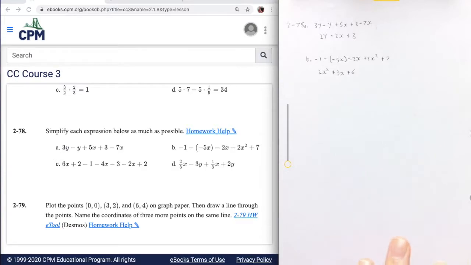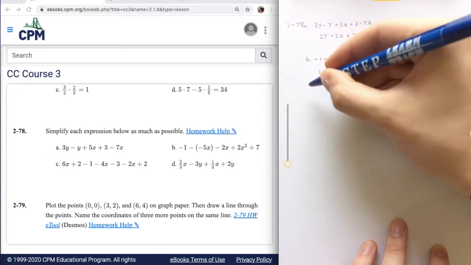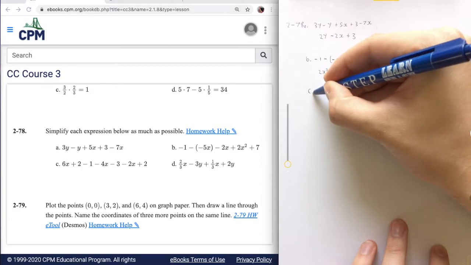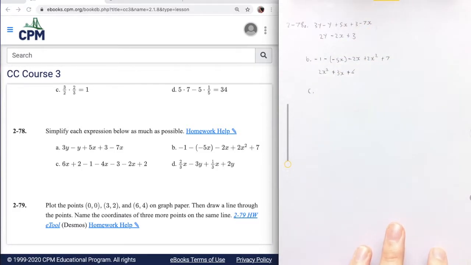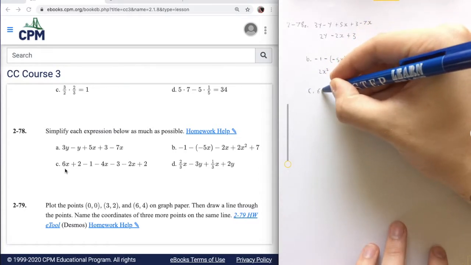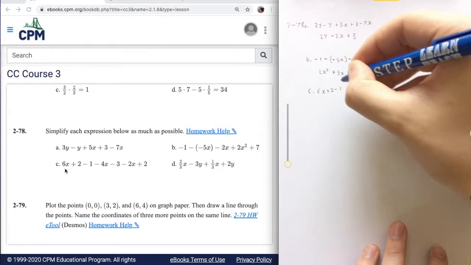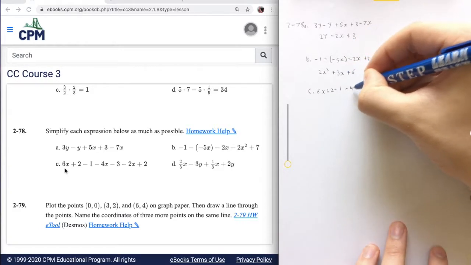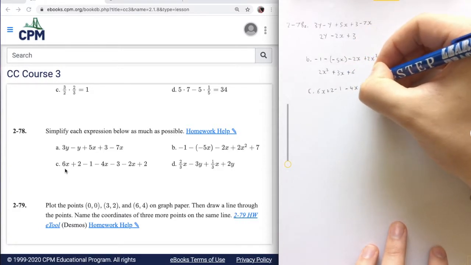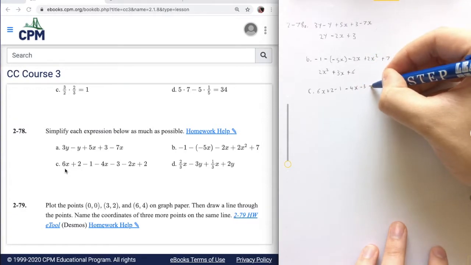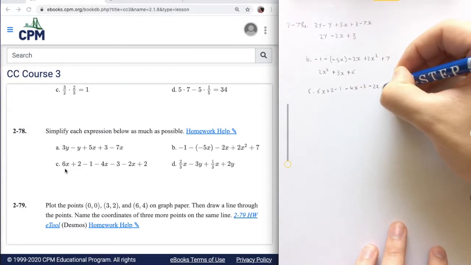Problem 2-78, and we're going to be doing part C in this video. So let's copy down what we have over here. So we have 6x plus 2 minus 1 minus 4x minus 3 minus 2x and plus 2.